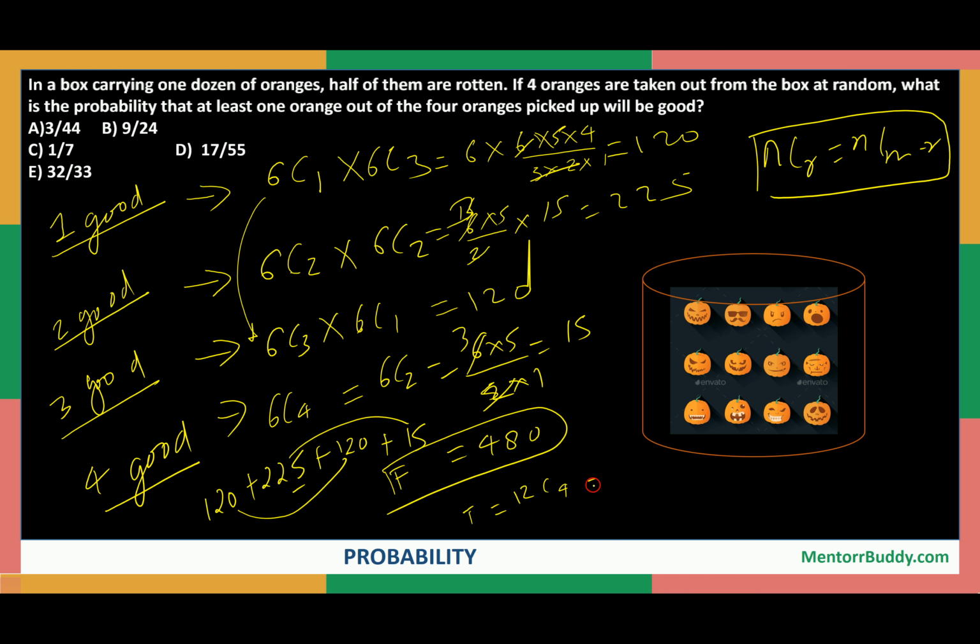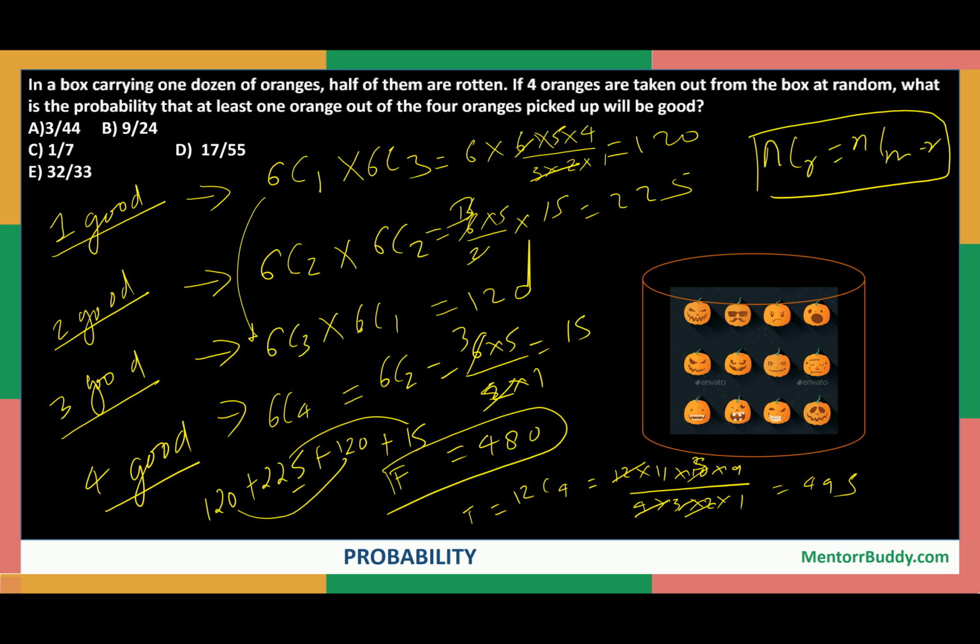12C4. So that will be equivalent to 12 into 11 into 10 into 9 divided by 4 into 3 into 2 into 1. 4 into 3 is 12, so we can cancel this out, 2 we can cancel out, so 9 into 5 is 45, into 11, it will become 495. So the total number of cases is 495 and the favorable cases is 480.